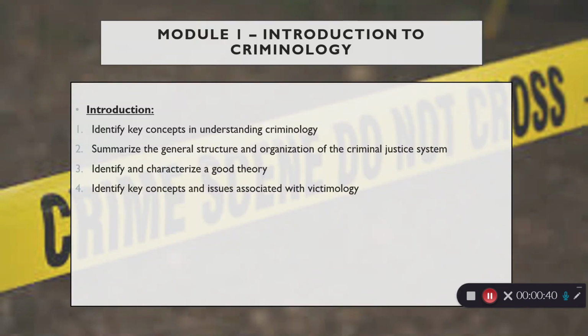This particular chapter talks a lot about the key concepts in understanding criminology. It's an introductory chapter. It summarizes the general structure and organization of the criminal justice system, which is really important to know if you're going to study criminology because they're obviously interrelated. It also identifies and characterizes elements that make a good theory.